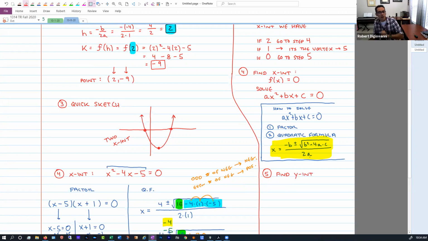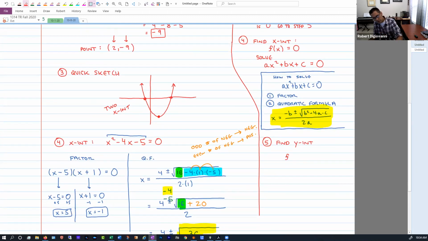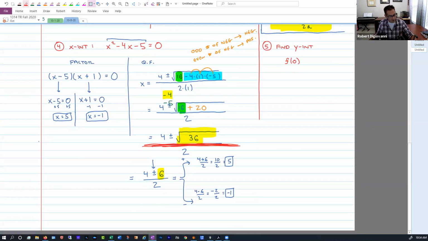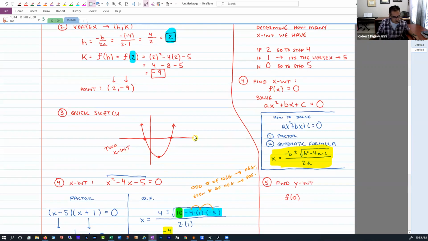I have good news about the y-intercept. I have really good news. All you have to do is this. Plug 0 into the function. So now, instead of setting the function equal to 0, you get to plug 0 in. And that's a good thing. So I'm going to do that step 5 here. The y-intercept, what I do is I take the original function and I plug in 0. So that means I'm going to do 0 squared minus 4 times 0 minus 5. So I'm taking that original function here and just replacing x's with zeros. And what comes out?